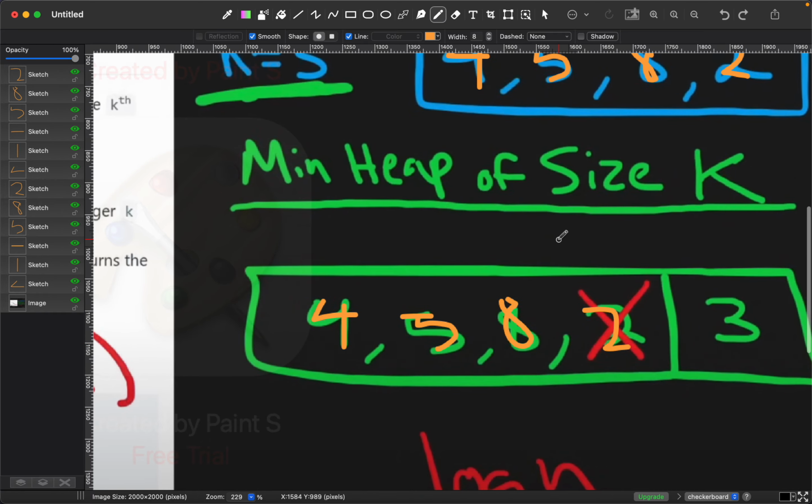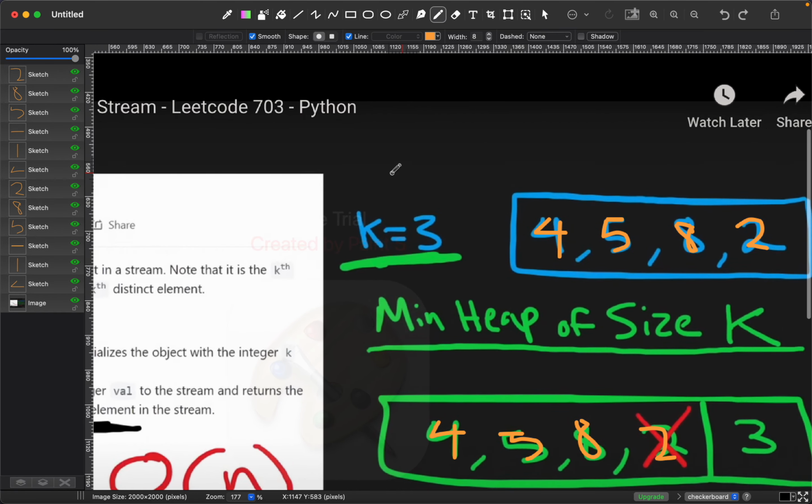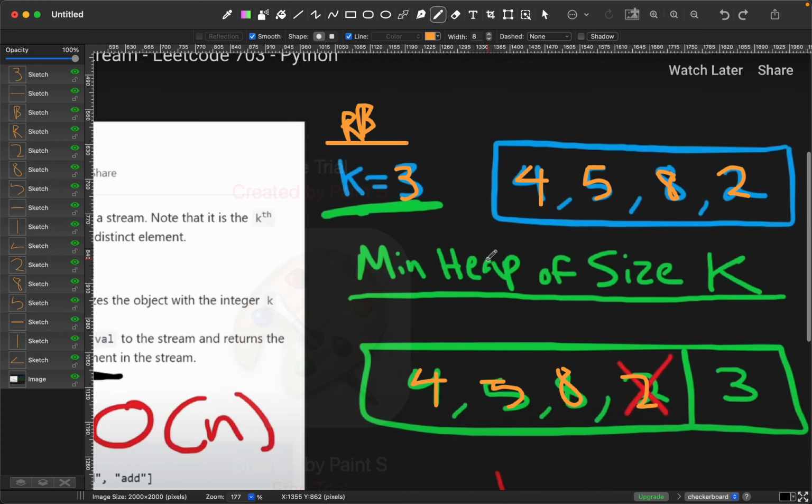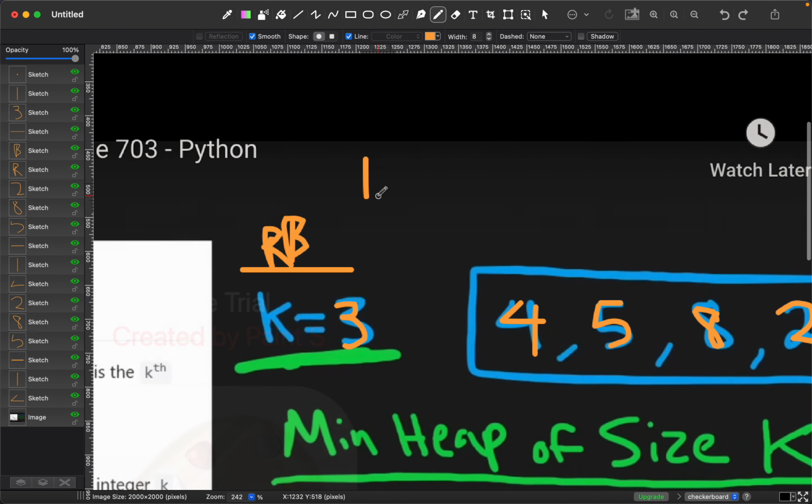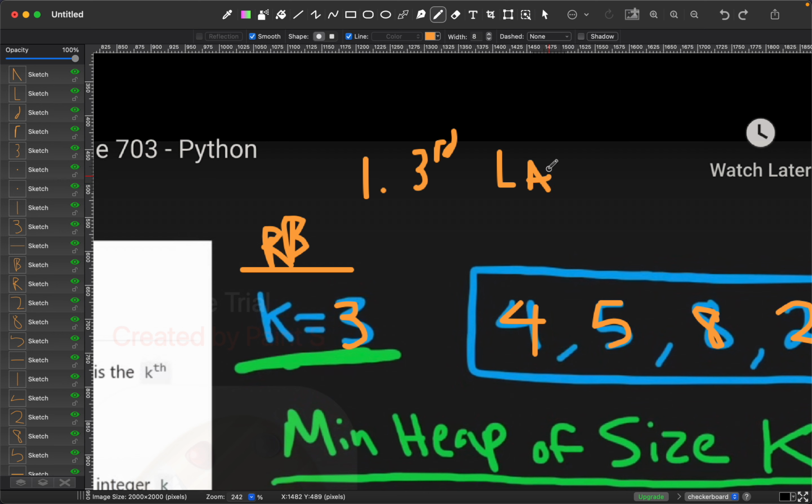Now the rule book that they actually give us, the number is this 3. So that means, if I were to actually call it, they want the third largest value. And basically their main concern is getting this.